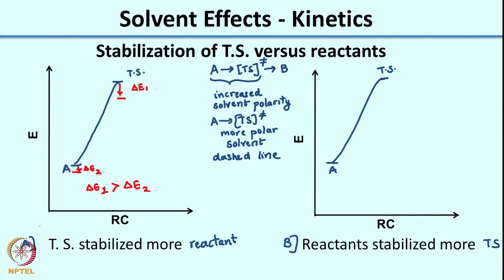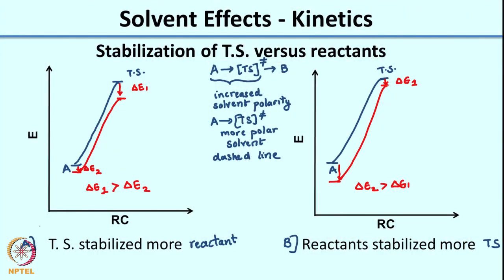In the other case, the reactant is stabilized more. So, in this case, delta E 2 will be greater than delta E 1. So, this is a smaller drop. So now the reaction coordinate will look like this in one case and then like this in the other case. So, what has happened in case 1? Is the reaction going faster or slower here? Look at the reaction coordinate carefully.